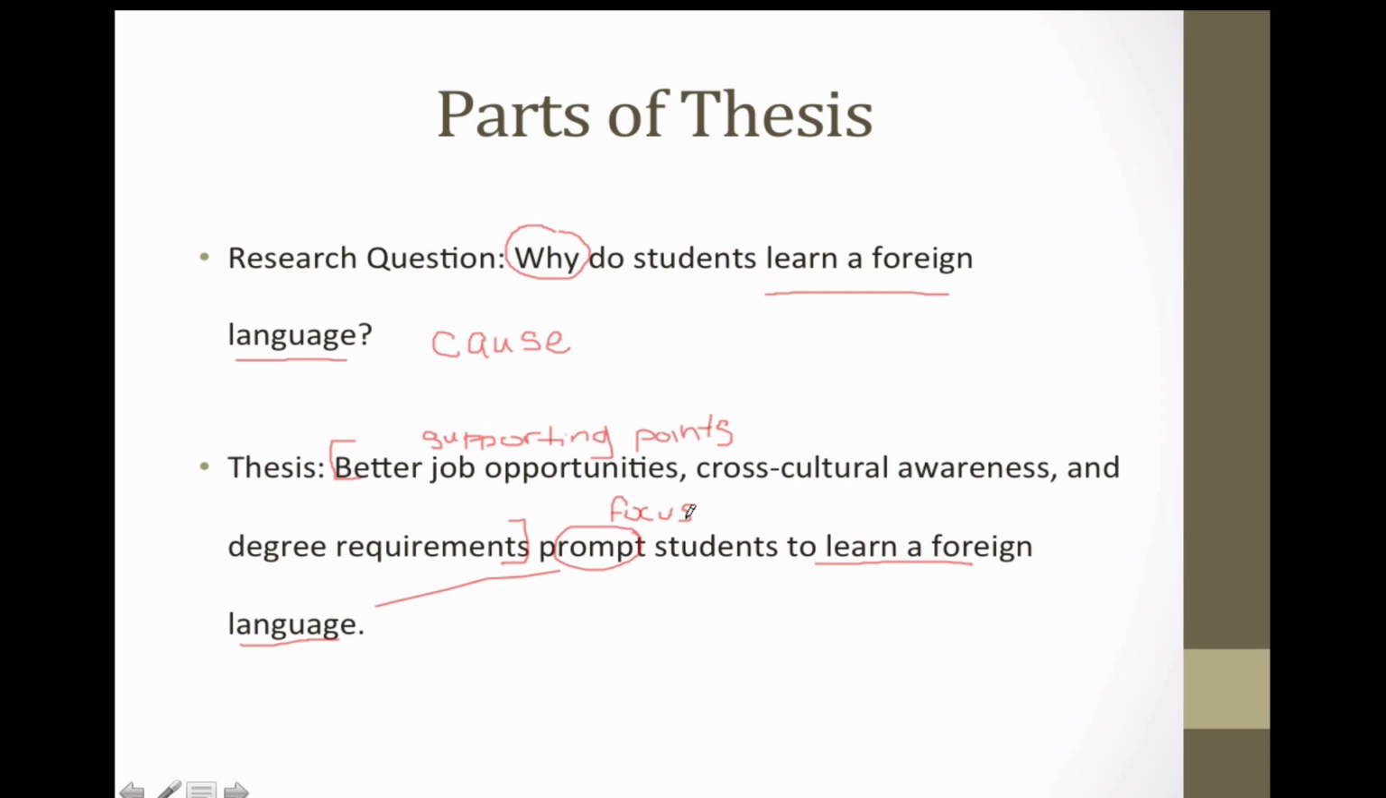So these are the three things that we have to have in a thesis statement to kind of guide your reader through your essay. What is your topic? What are you going to say about your topic? In other words, what's your focus? And what are those supporting points? How are you going to explain your ideas?